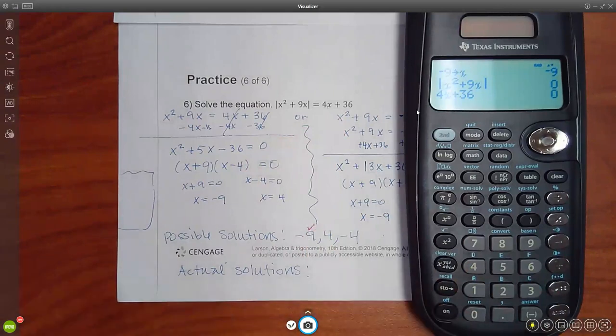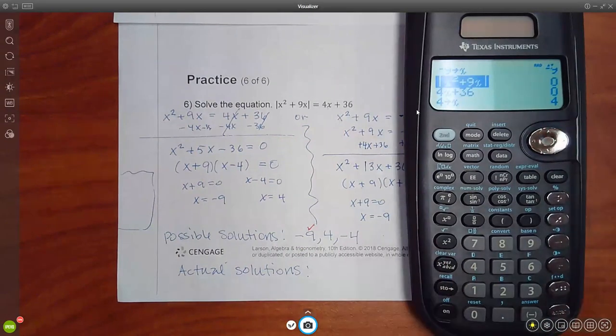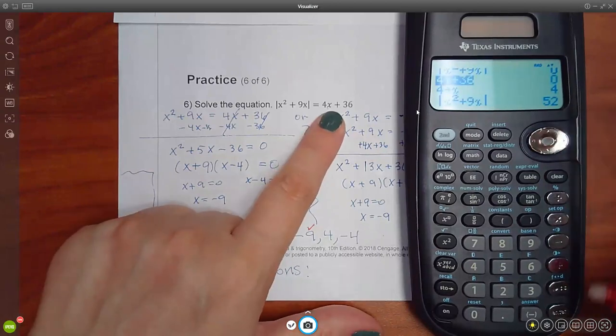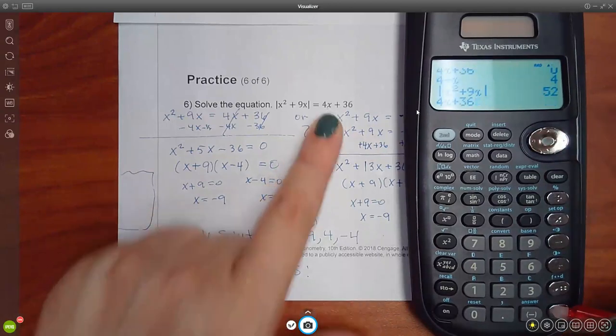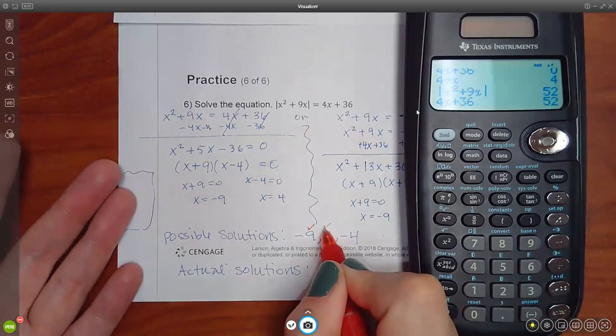Okay. Now I want to check positive 4. So now I'm going to go 4 store as x and hit enter so that it saves it, okay? So now the x is 4. All I have to do is go back up here and highlight the absolute value expression and hit enter, and it's 52. It's okay, it doesn't matter what number it is. You just need to plug it on the other side and make sure it's the same, right? So let's go back to that expression on the right-hand side and hit enter, and then enter again to plug it in. And I also get 52. So this one checks out as well.